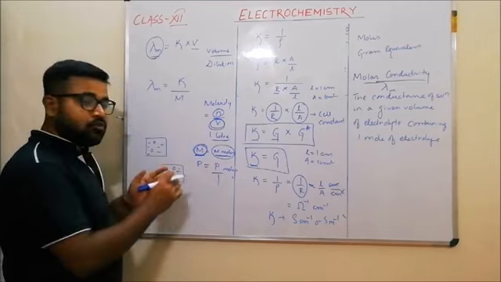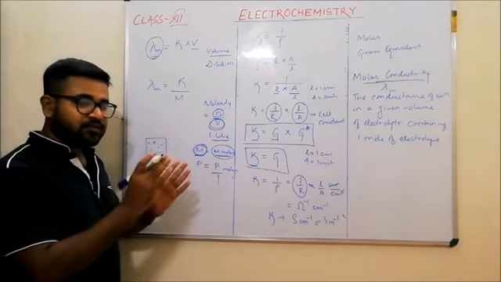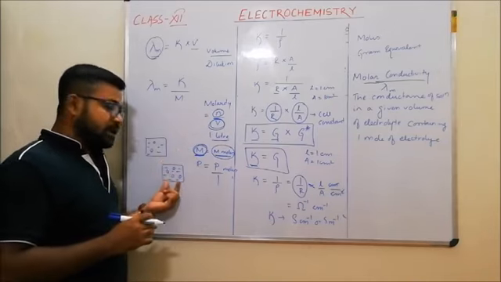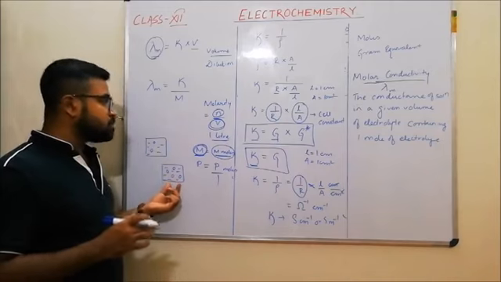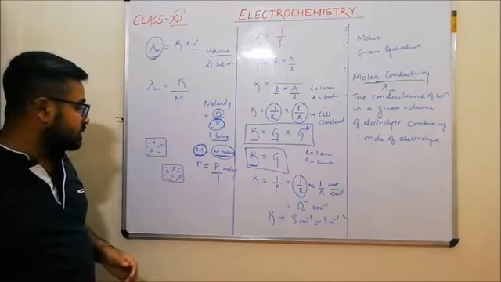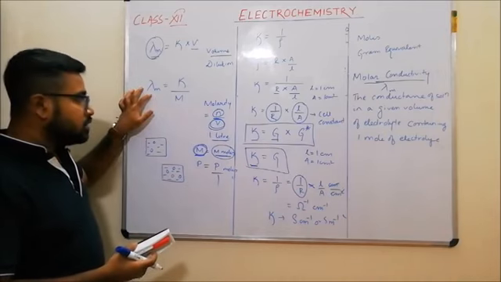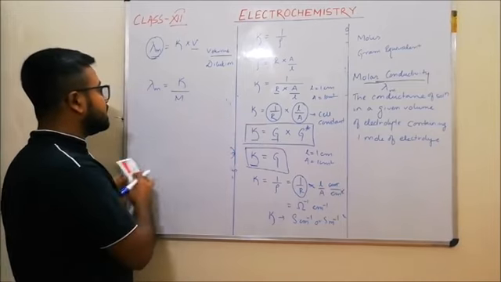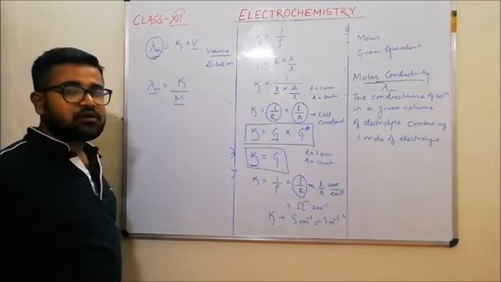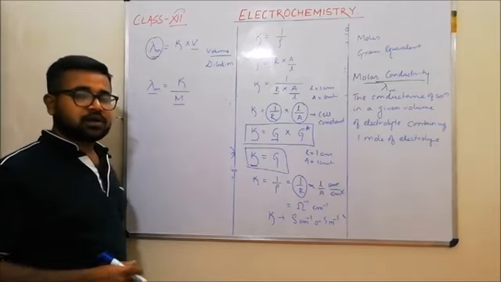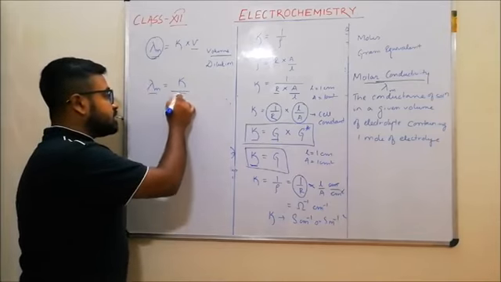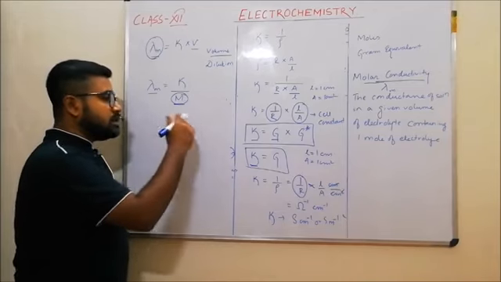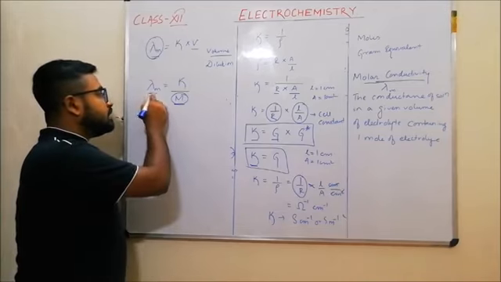But what happened? Now the ions are closer to each other, means there is less free space to move here and there. There is less free space to move around. So when there is less space to move around, what will happen? In that case, the molar conductivity will decrease. That's why I have written here that lambda m is inversely proportional to the concentration of the solution, or the molarity of the solution. Clear? So why have I written concentration here? Because when the concentration is increasing, at that time the molar conductivity is decreasing.